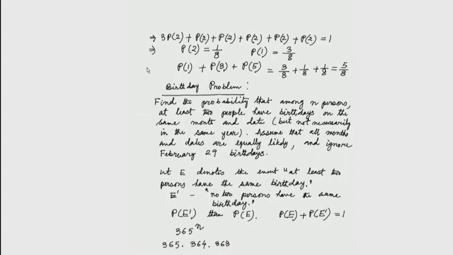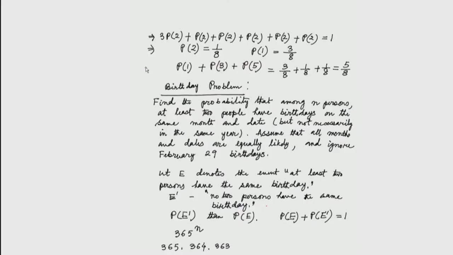In this way, if we proceed, we can say that the size of the event E prime, that no two persons have the same birthday, will be 365 into 364 into 363. In this way, the last one will be 365 minus n plus 1, because there are n persons.